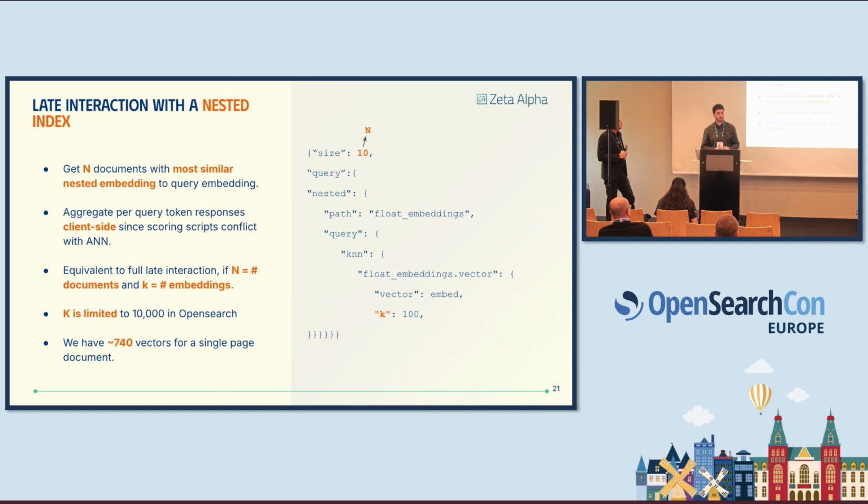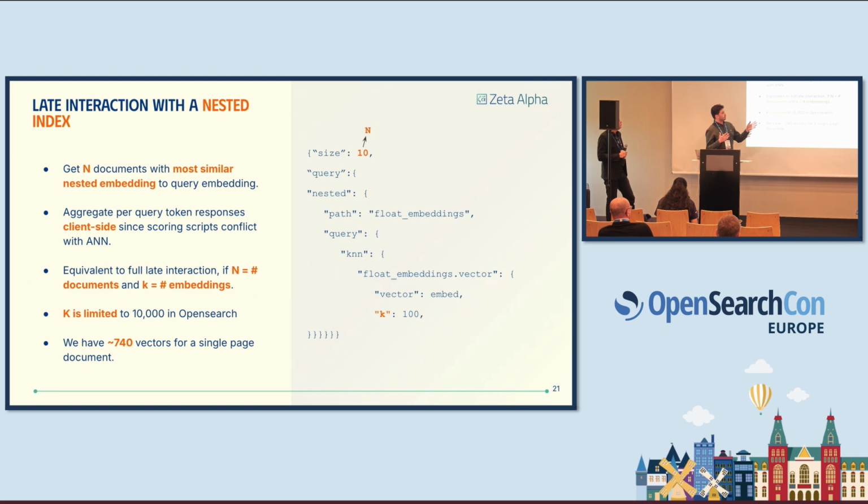So a bit more interesting stuff, the nested index. This time, each document is a single document with 740 nested embeddings. So we use a nested query to match these. The size in the nested query, with n, would be how many top-level parent documents, so how many pages, we return. And the k at the bottom would be how many nested embeddings we search through.